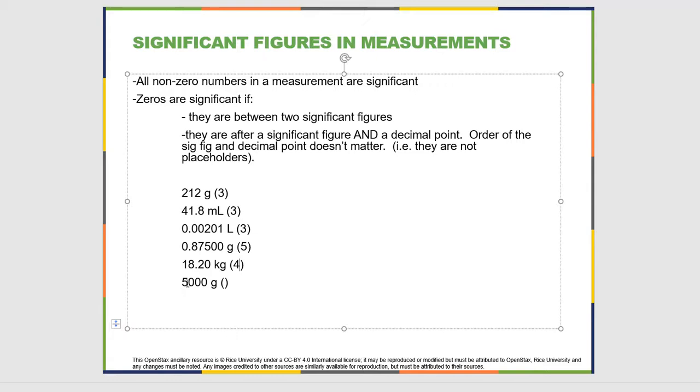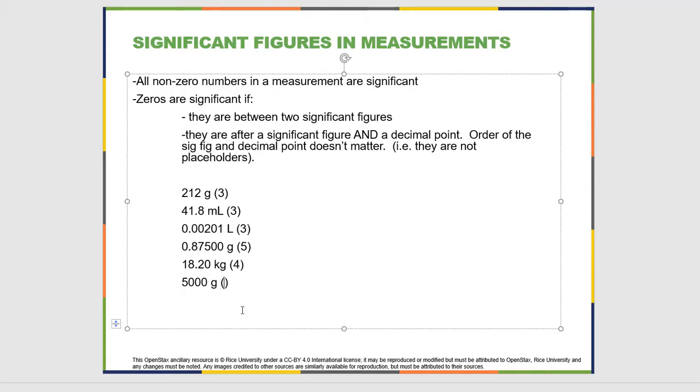The last case is a little bit strange. Technically speaking, these zeros in the number 5,000 are not after a sig fig and a decimal place. Specifically, there is no decimal point. So they're after a number, but there's no decimal point. So that is not clear.